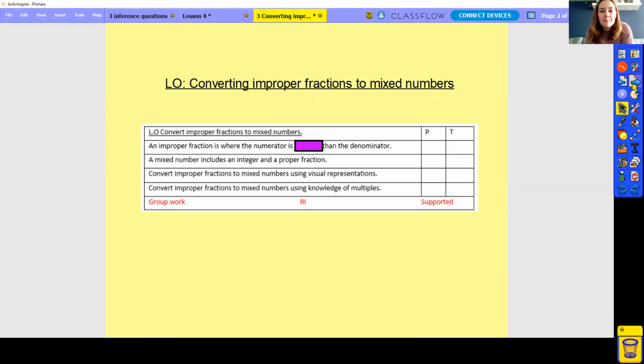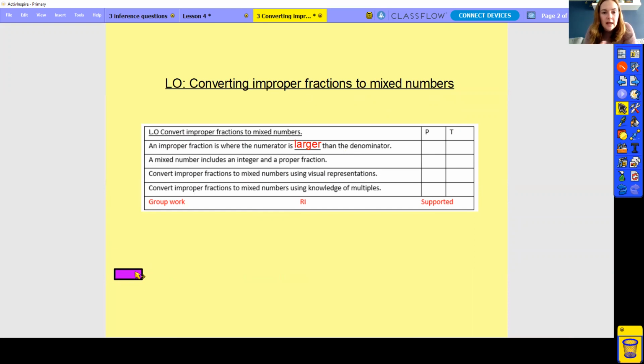So today we're converting improper fractions to mixed numbers. An improper fraction is where the numerator is larger than the denominator. Sometimes Mr. O'Brien used to like to call them top-heavy fractions, or where it's got a big head is what we used to say last year, because the top number was bigger than the bottom number.